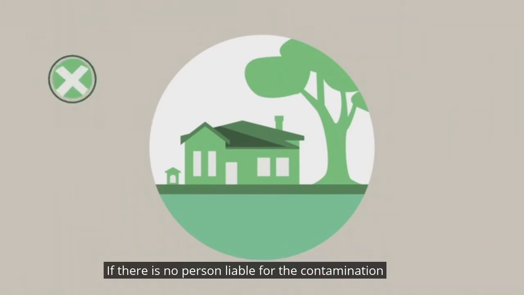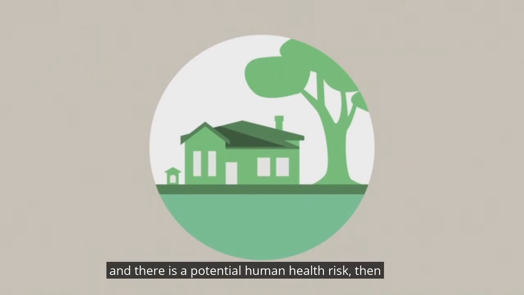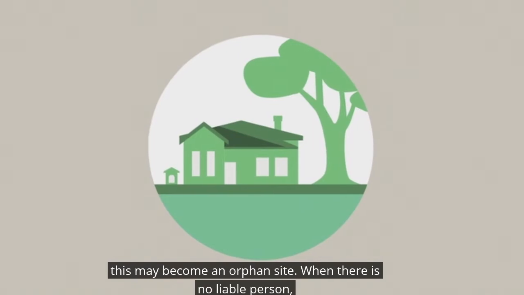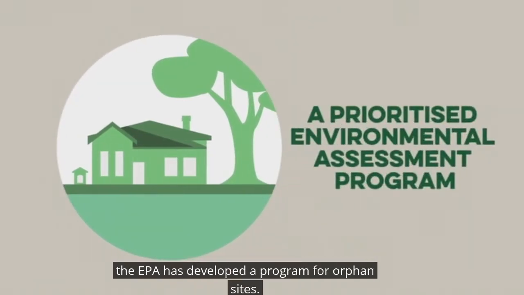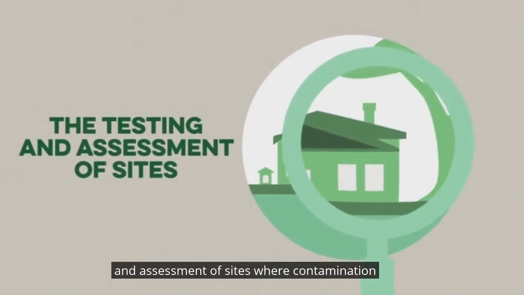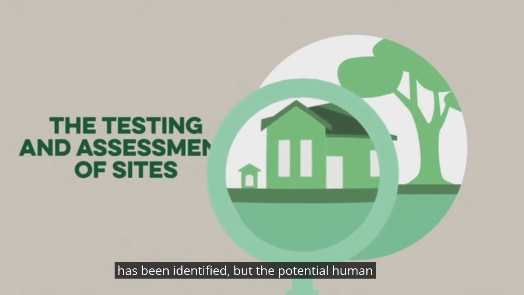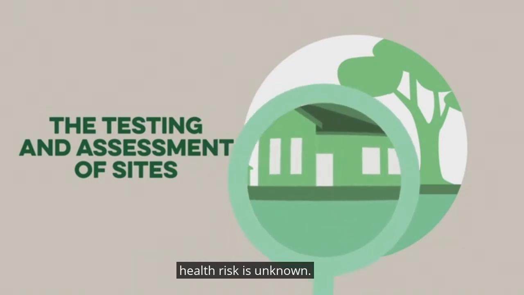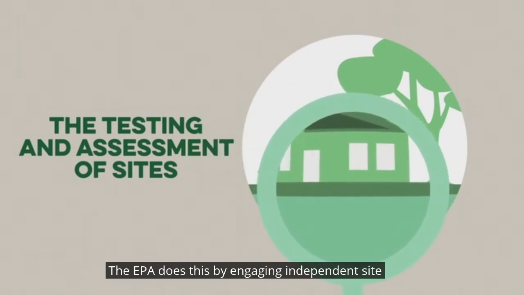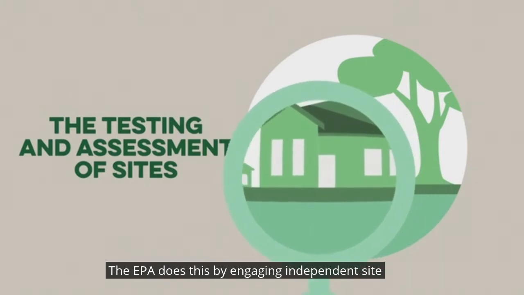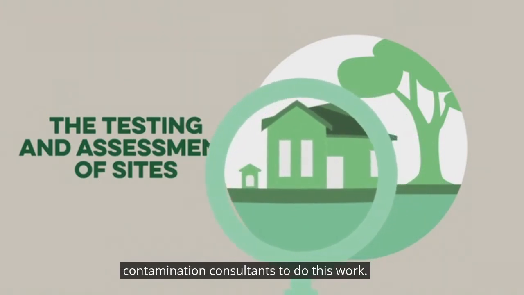If there is no person liable for the contamination and there is a potential human health risk, then this may become an orphan site. When there is no liable person, the EPA has developed a program for orphan sites. This means that the EPA manages the testing and assessment of sites where contamination has been identified, but the potential human health risk is unknown. The EPA does this by engaging independent site contamination consultants to do this work.